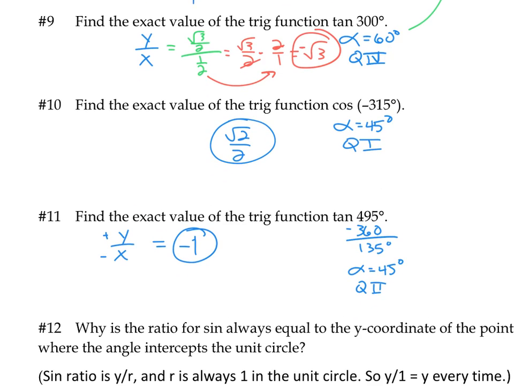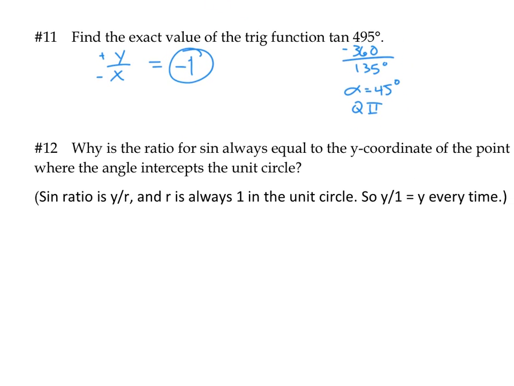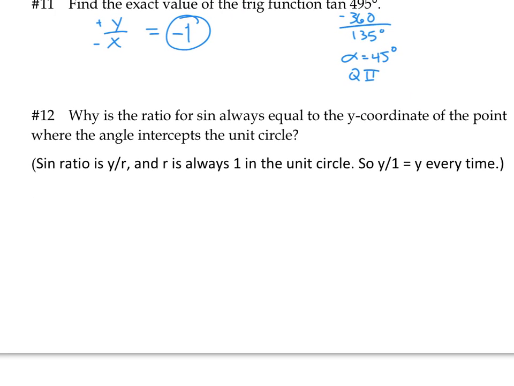And then the last question, why is the ratio for sine always equal to the y-coordinate of the point where the angle intercepts the unit circle? We've talked about that through some of these last problems, okay? Sine is y over r, and the r value is always 1. So if you put y over 1, it'll always be equal to y.